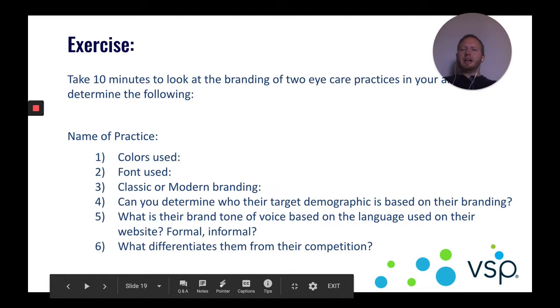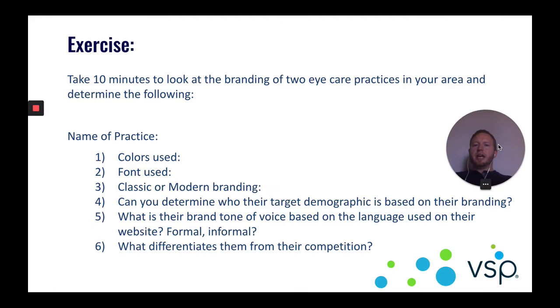So I want you to do an exercise. I want you to take 10 minutes and look at the branding of 2 of your competitors in the area. I want you to specifically look at the colors they use, the fonts they use. Is it classic? Is it modern? Can you determine who their target demographic is based on this branding? And what is their tone of voice? What's the language they're using on their website? Is it formal? Is it informal? And then I want you to think about what differentiates them from their competition, which is like you.